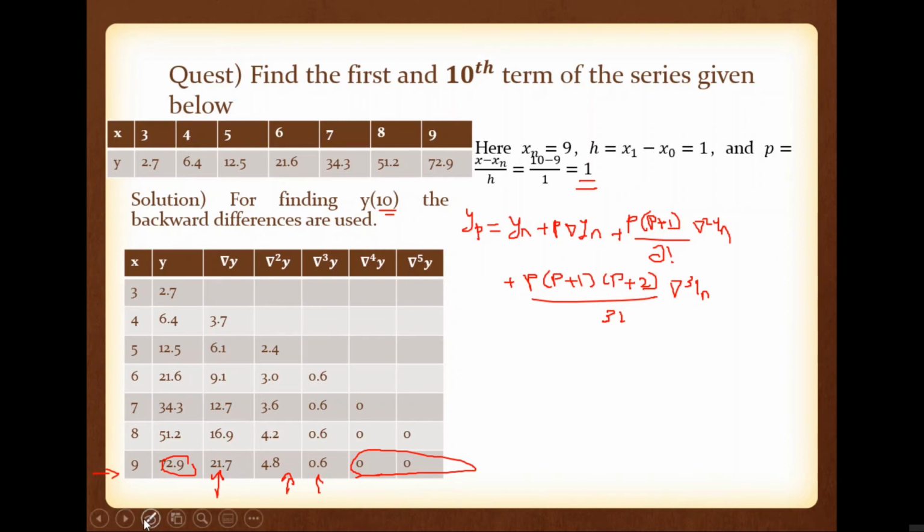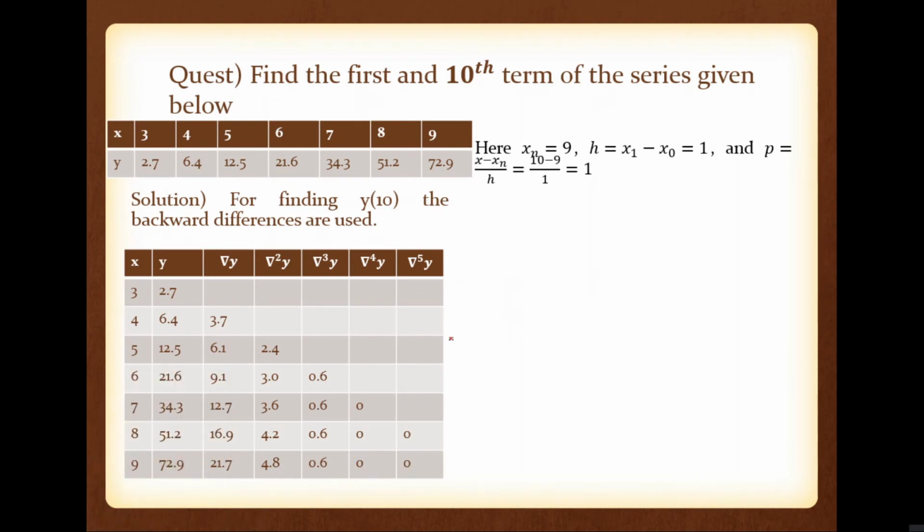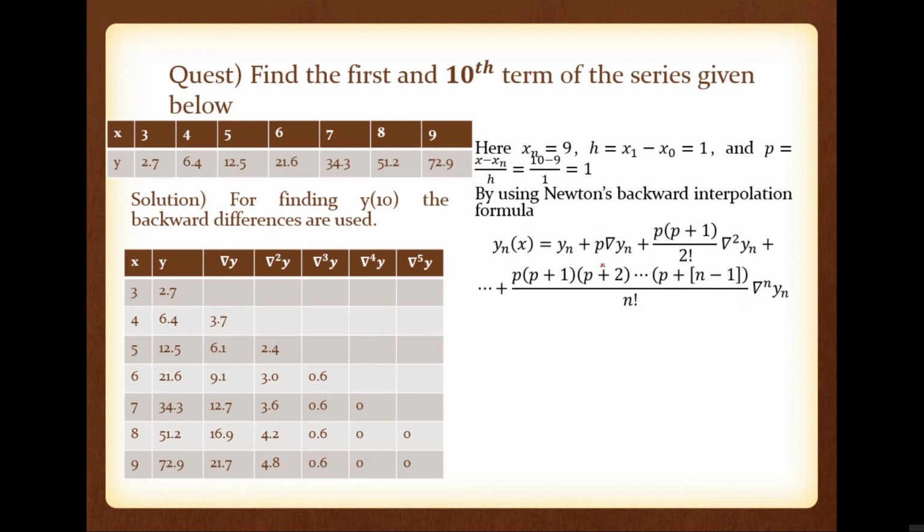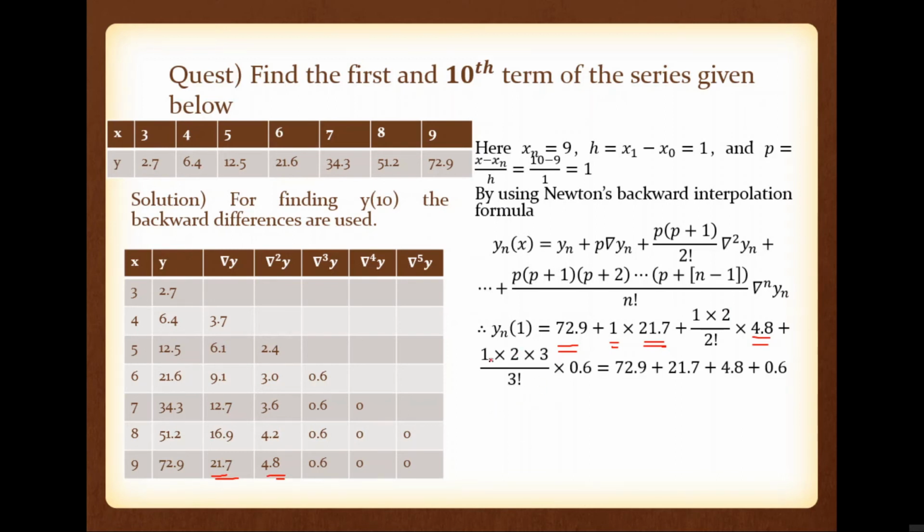So substitute these values. Definitely by using Newton's backward interpolation formula, this is the equation we require. This is the general equation. So substituting this one, first one is yn, plus p into del yn, plus p into p plus 1, p plus 1 is 1 plus 1, 2, divided by 2 factorial into del square yn, plus p into p plus 1, that is 2, into p plus 2, that is 3, divided by 3 factorial into del cube yn, that is 0.6.